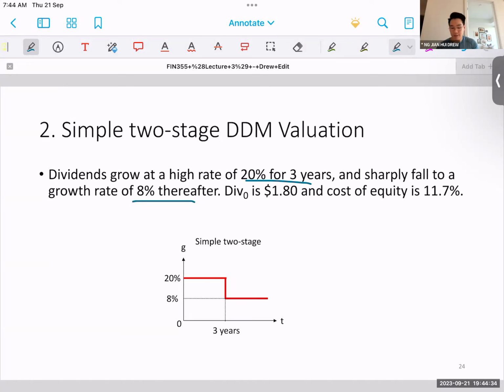They are quite nice to you. They say D naught is 1.8, cost of equity is this. So typically the question will not give you a graph like this. And I usually encourage you to draw a graph if you can, so you can visualize.